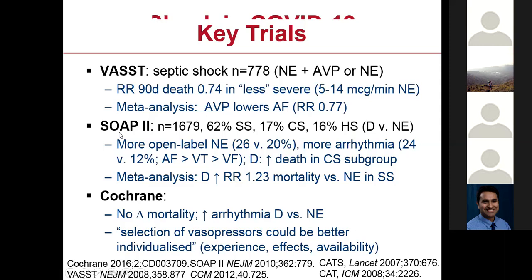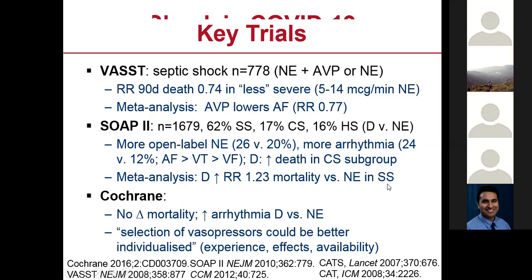The SOAP2 trial was a larger trial, but it was unselected shock. So they actually had patients with mostly septic shock, but about a sixth each of cardiogenic shock and hypovolemic shock. And their comparison was dopamine versus norepinephrine. What they found in the dopamine group was that more patients needed rescue open label norepinephrine. There was twice the amount of arrhythmia, which was supraventricular mostly, but some ventricular arrhythmia. And then in the cardiogenic shock subgroup, dopamine was actually associated with a statistically significant increase in the rate of death.